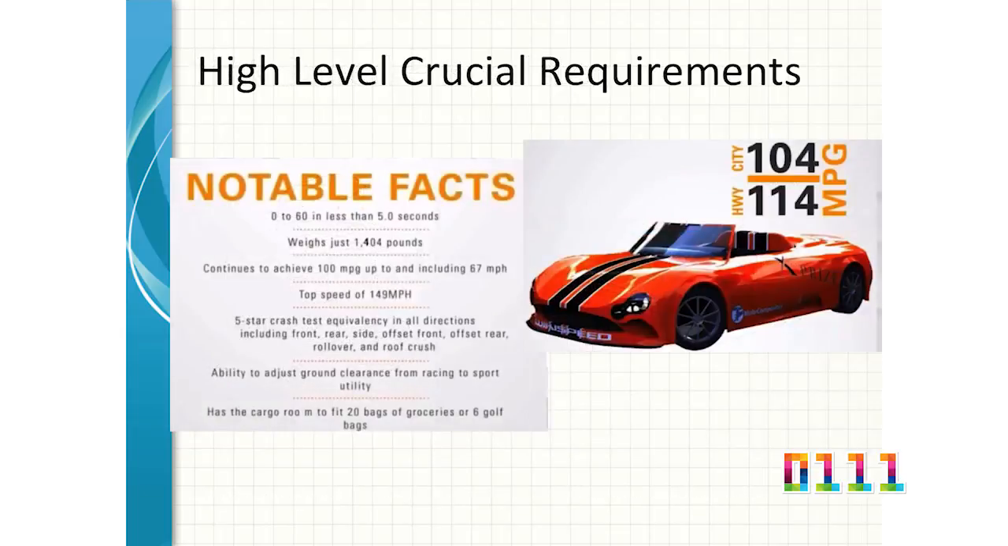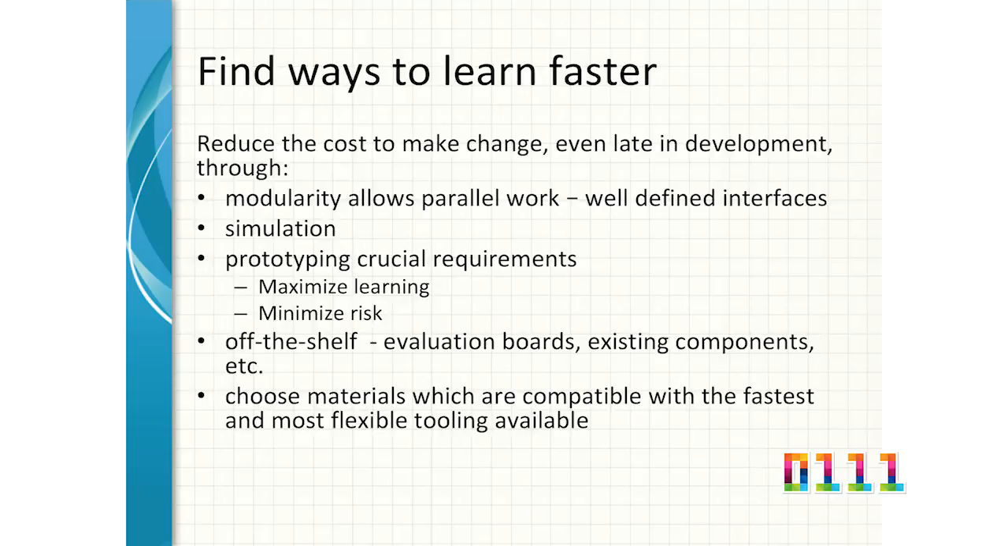You list your high-level crucial requirements, and you plan for those up front, because those are the things that you need to make sure, you need to test those and work on those to reduce your product risk. So those are going to be planned as one of your first sprints. You need to find other ways to learn fast, fail fast, okay? So modularity.